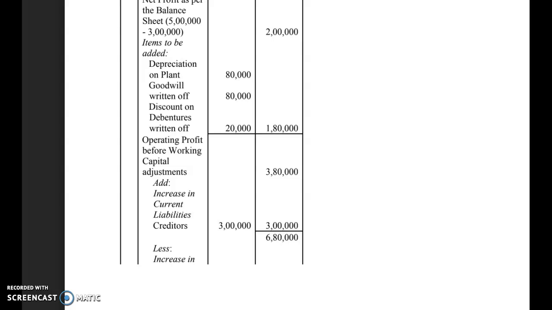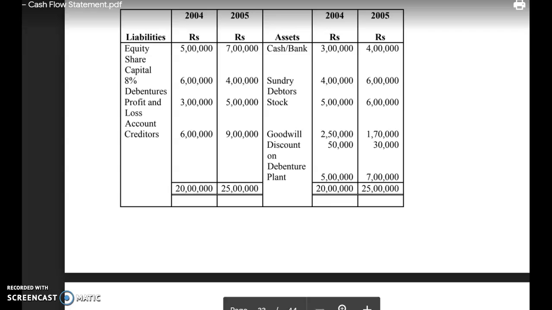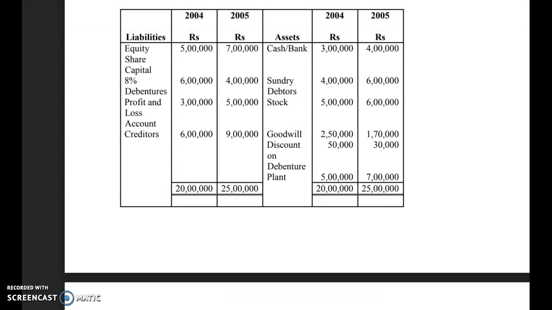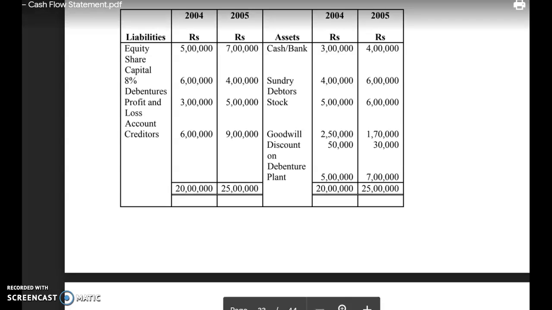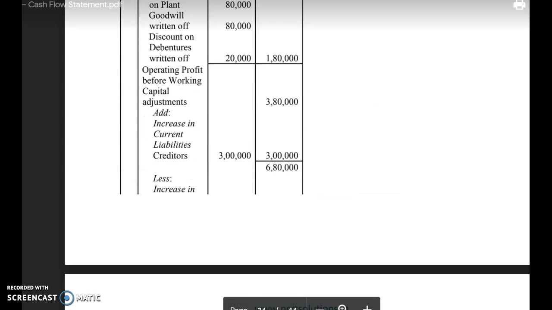Then discount on debenture issue, that also has been written off. See here, the last year the amount of debenture discount is given very simply in this question. Let me check where it is given. It is given here. Discount on debentures last year 50,000. Now it is 30,000. So 20,000 being written off. It is a non-cash, non-operating item that will be added here.